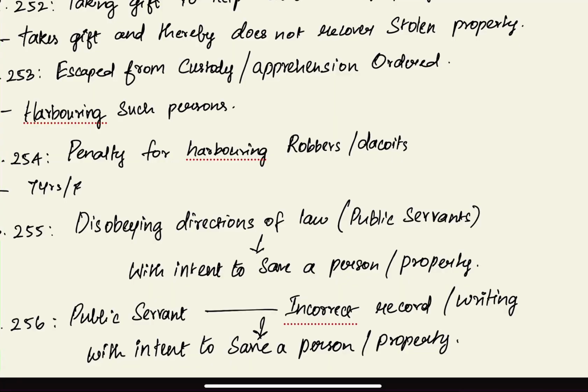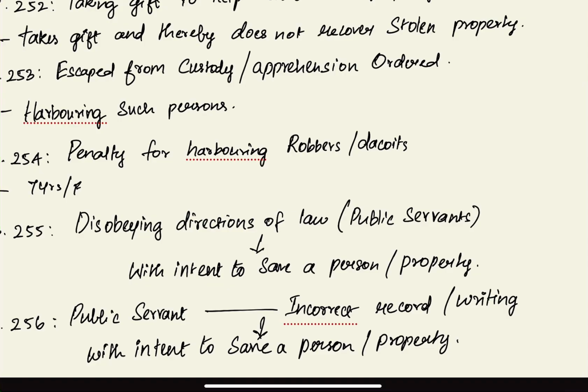Section 255 deals with disobeying directions of law. So if any public servants, so public servants are generally bound by law, and if the public servants do not obey law or they disobey directions of law with intent to save a person or property, in such case they shall be held liable under this section 255.